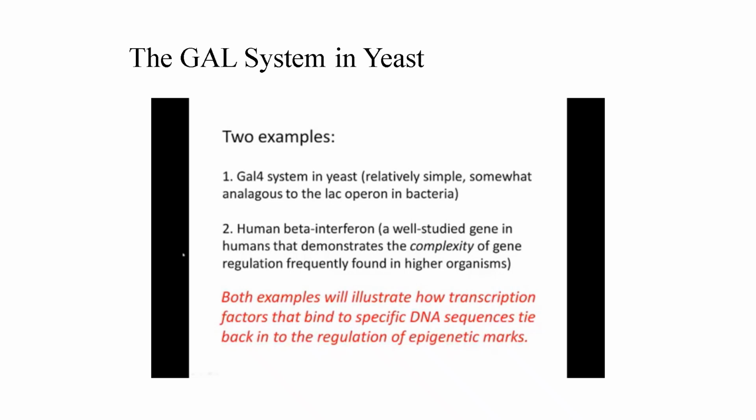The second example is rather complex, the human beta interferon gene. We'll talk about this in class. It won't be on this video. Both of these examples are going to illustrate how we use transcription factors, but then how these transcription factors tie back into this whole thing of regulation of epigenetic marks in histones and methylation of the DNA.